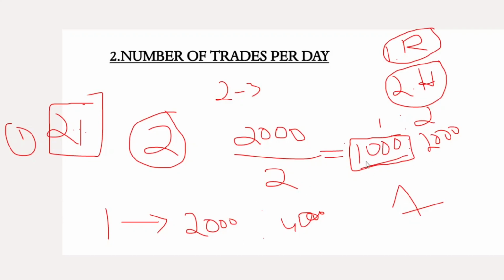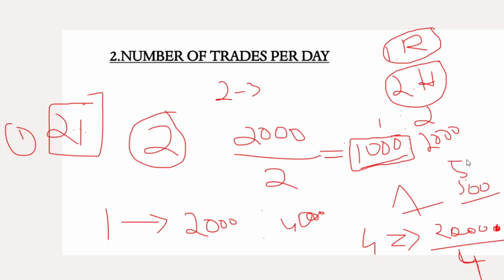So for 2 trades you are risking 1000 rupees each, and if you are a trader who takes 4 trades a day, you should divide that 2000 rupees, that means divide that 2% by 4 trades, then 500 rupees for every trade, 4 trades. Okay, hope you are getting the point now.